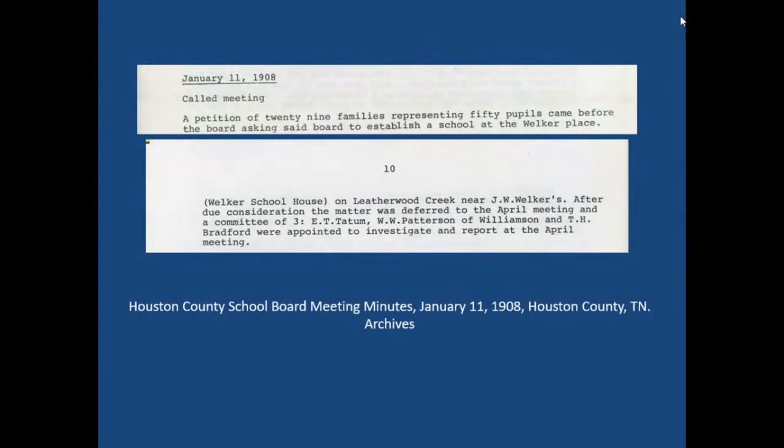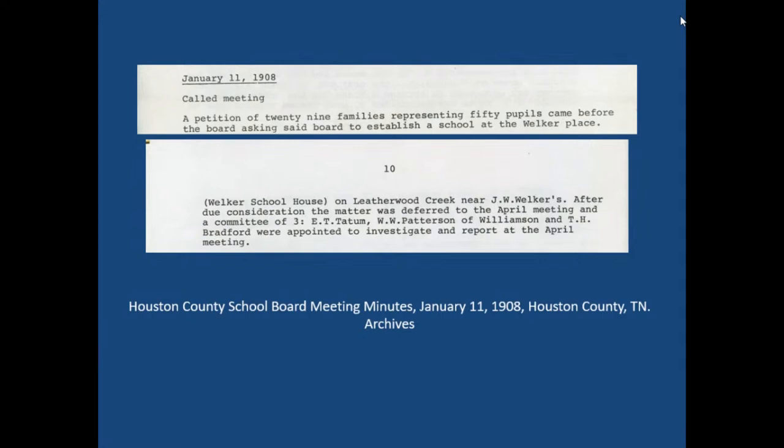Here's some examples of some school board minutes. Now, these are transcriptions. I did not scan the actual school board minutes because they're a little bit delicate. This first one is from January 11th, 1908. It says, a petition of 29 families representing 50 pupils came before the board asking said board to establish a school at the Welker place on Leatherwood Creek near the J.W. Welkers. After due consideration, the matter was deferred to the April meeting. And it lists some of the school board members.